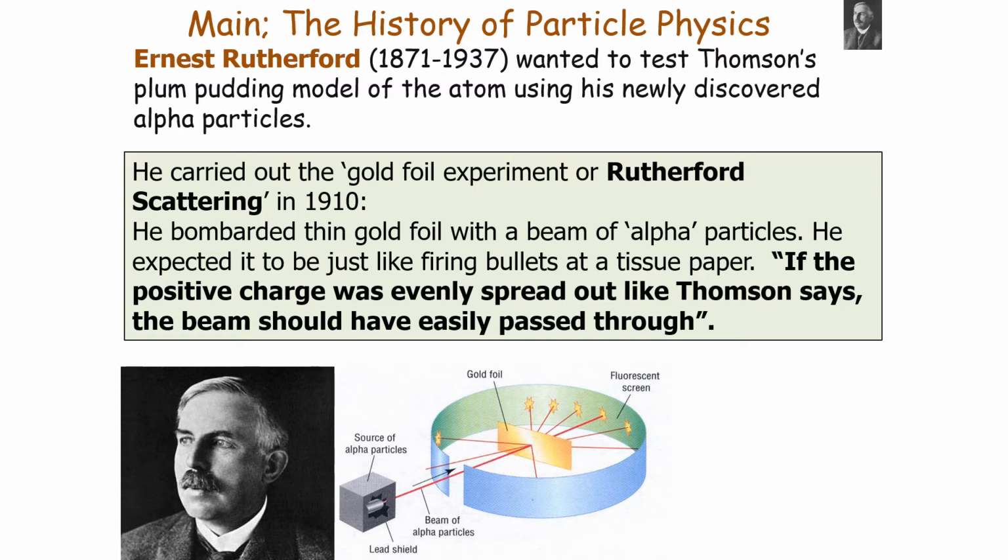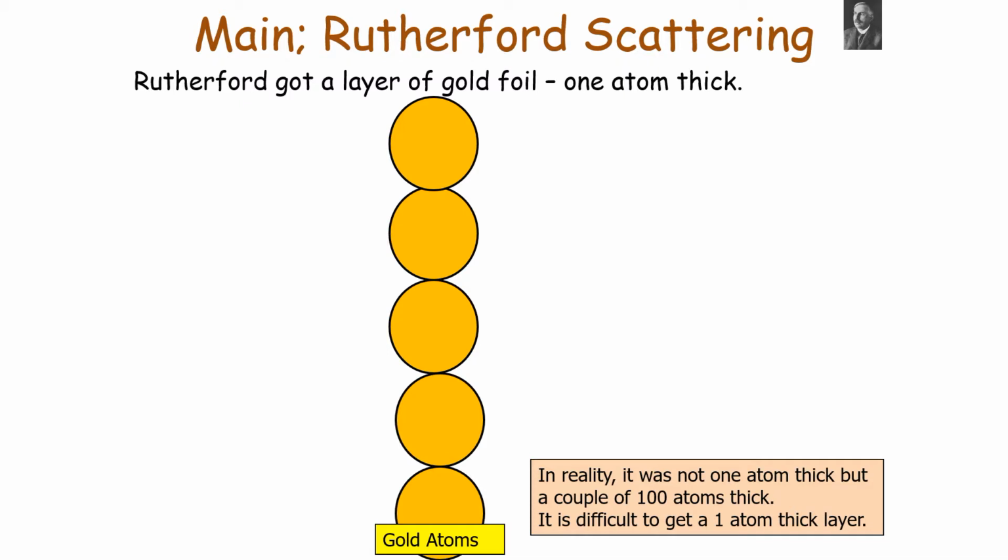So he bombarded thin gold foil with a beam of alpha particles, and he expected it to just be like firing bullets at tissue paper, because if the positive charge was as evenly spread out in the atom like Thomson suggested, the beam should easily pass through. So Rutherford got a layer of gold foil 1 atom thick.